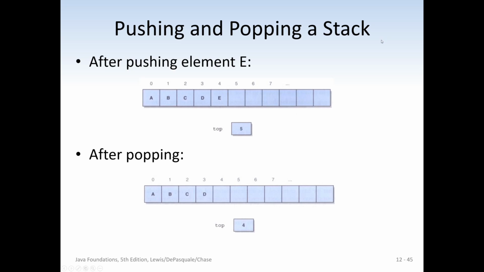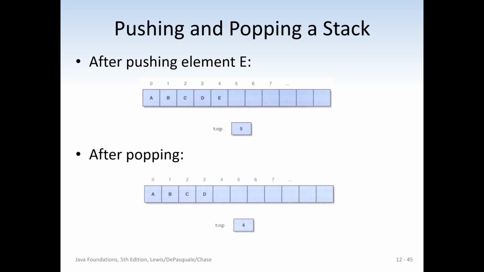Hi guys, welcome back. We're going to go back and keep looking at stacks. So, pushing and popping elements off a stack. We're pushing things onto the stack. We have A, B, C, D, E, and after we've pushed element E, the top is 5. Remember, the top is the first invalid element, the place where we can put the next element.